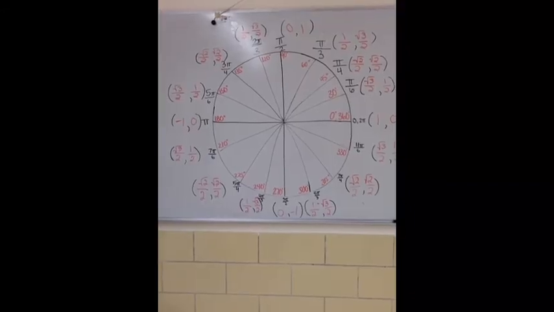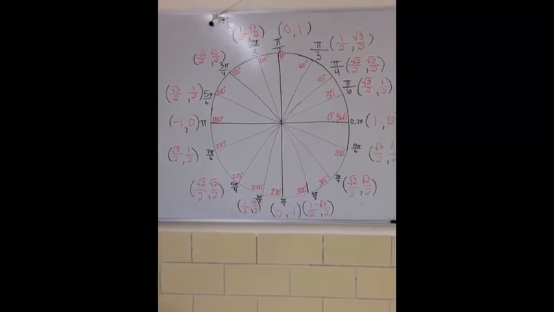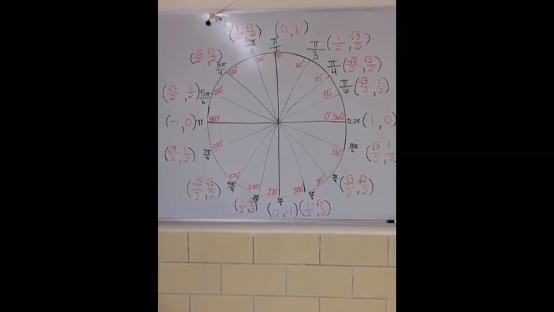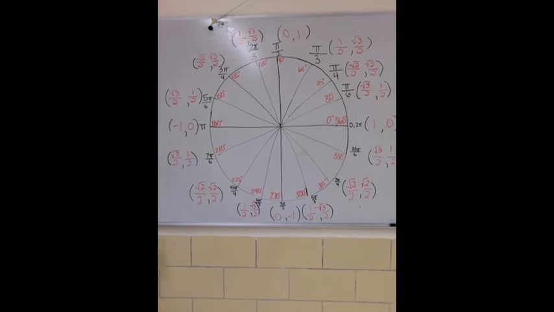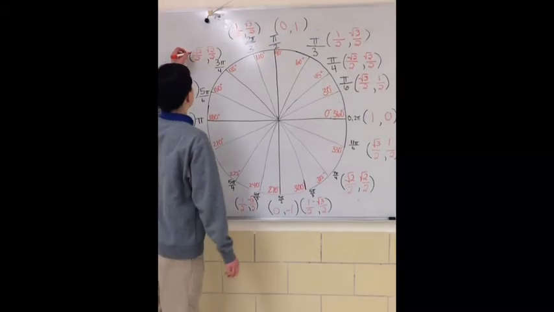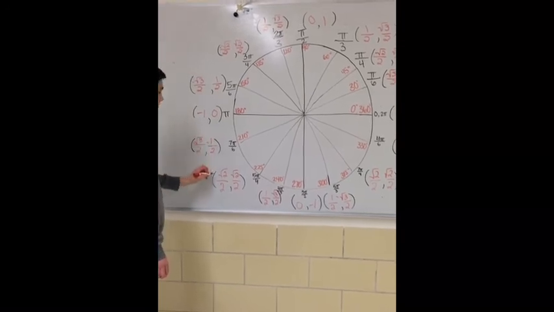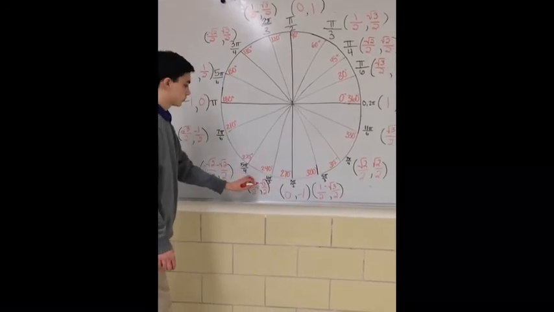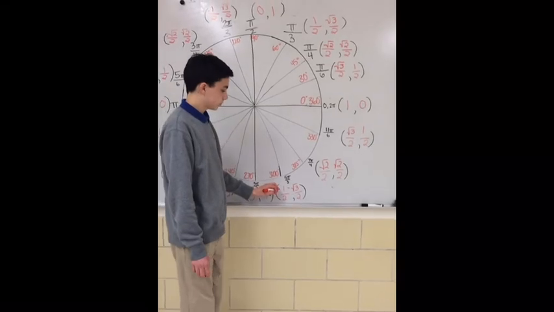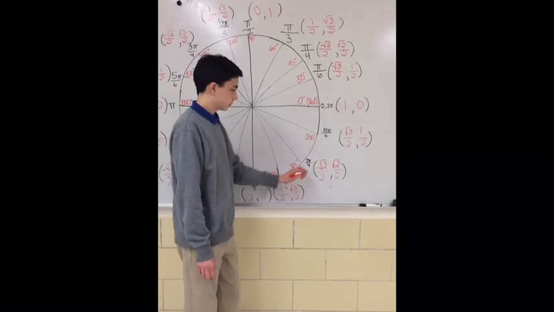In order to know which numbers are negative or positive, you look at the quadrants. In quadrant 1, all numbers will be positive. Quadrant 2, the x value will be negative. In quadrant 3, both values, x and y, will be negative. And in quadrant 4, you will have a negative value in the y coordinate.